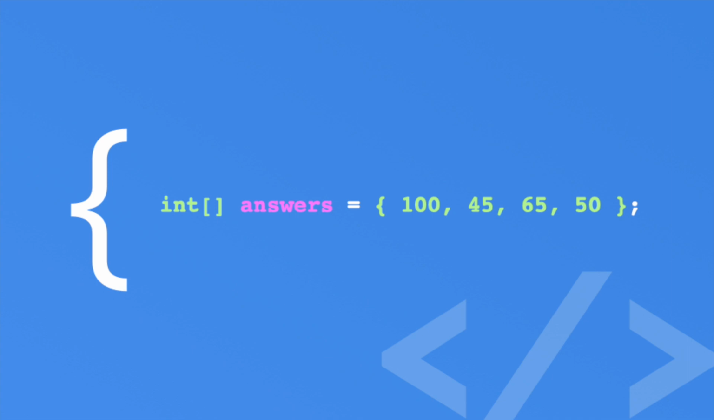Oftentimes, you won't know the values when you're assigning them to the array. In such cases, you designate the size of the array. Notice that we have a new syntax using the new keyword. This keyword really comes into play when we get into objects. In this case, we are creating an empty array that can contain 100 ints. Mind you, it can only contain 100 ints. Should you need to store 101 ints, you'll need to create a new array.